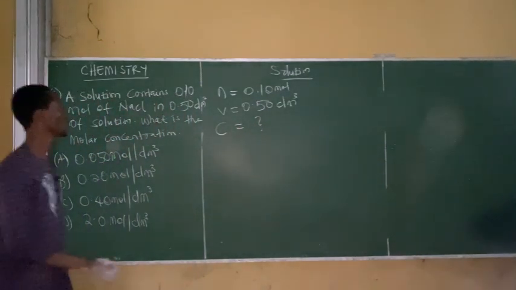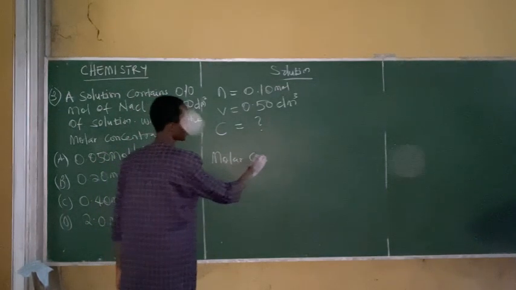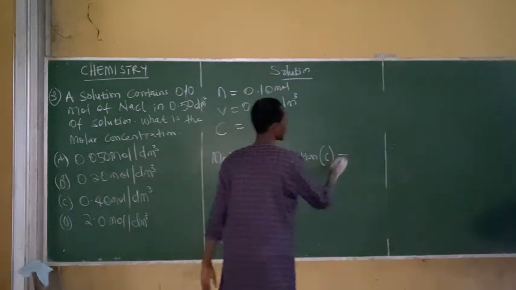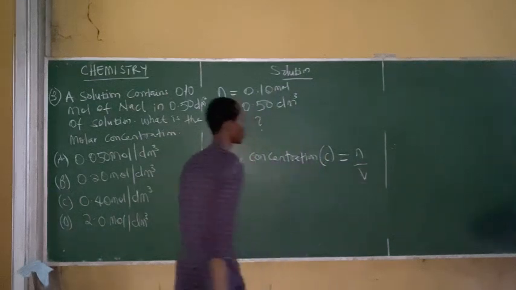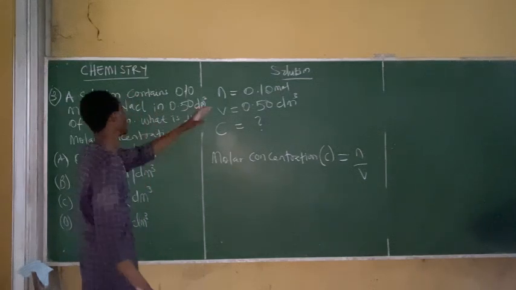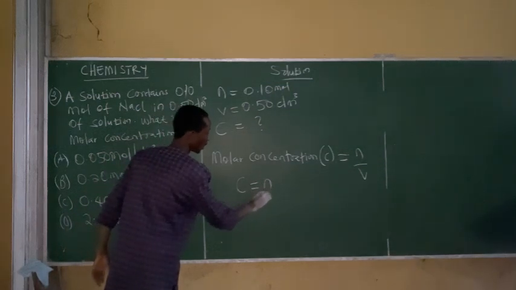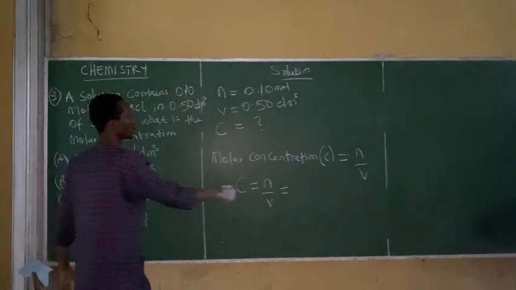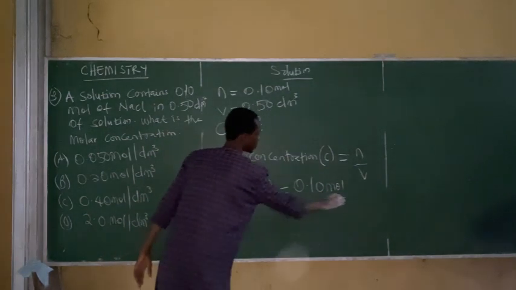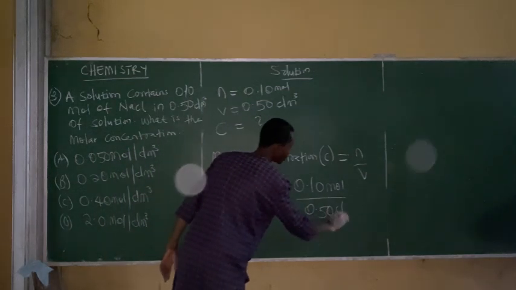Now, the key point here is the formula for molar concentration. C is given by the formula n over V. This is the formula for molar concentration, where n is the number of moles and V is the volume. If we substitute these values here, we have n to be 0.10 mole divided by what? 0.50 dm cube.